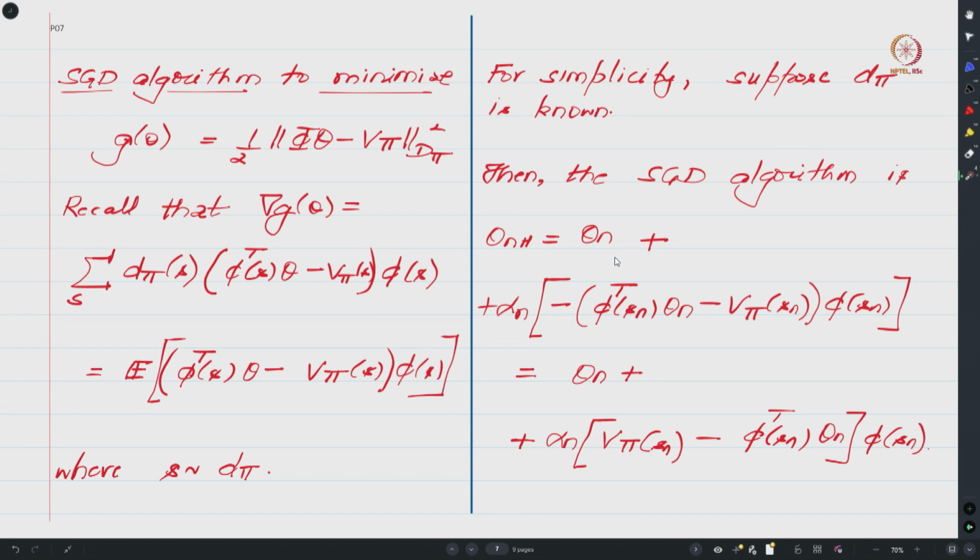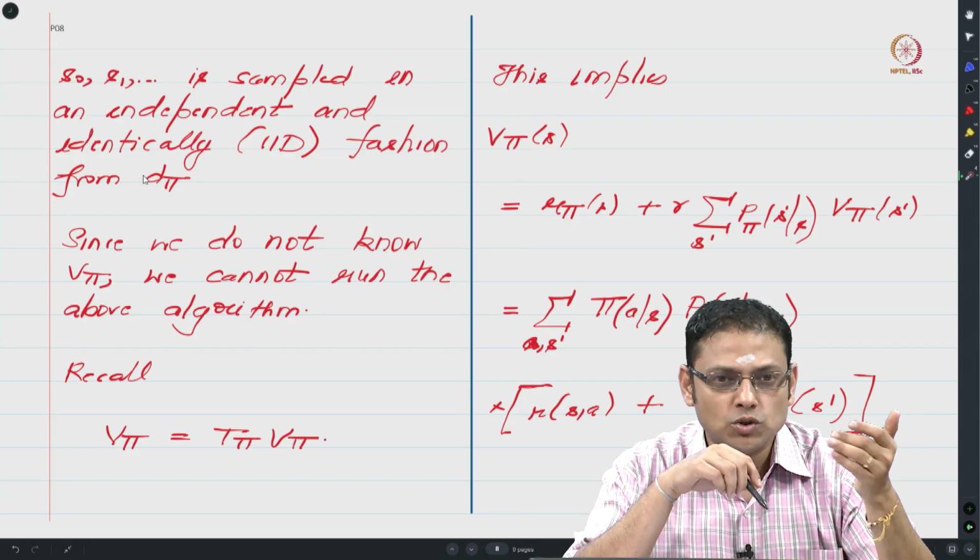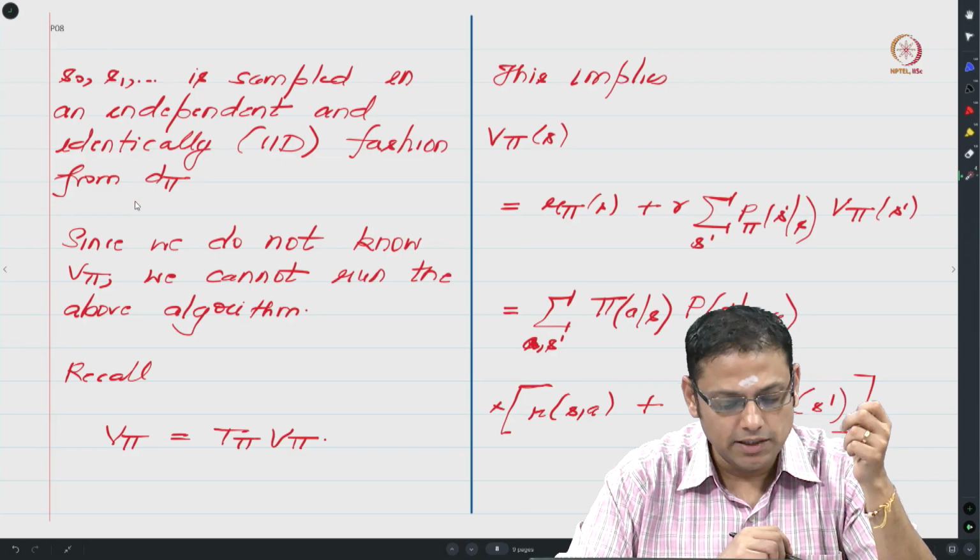One can rewrite it slightly in the following way: this negative and this negative sign become plus, hence this will become v pi of Sn minus phi of Sn transpose theta n, times phi of Sn. And as I said, to run this algorithm, we will presume that S0, S1, and so on are sampled in an independent and identically distributed fashion from this distribution d pi. Although we do not know d pi, there are ways using which we can sample from this distribution d pi.